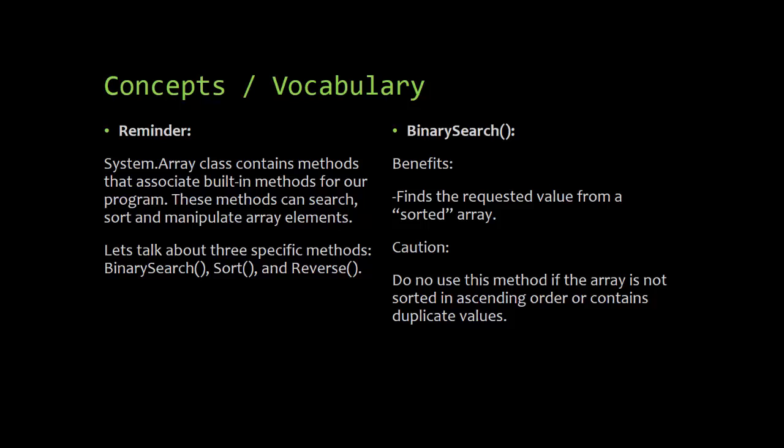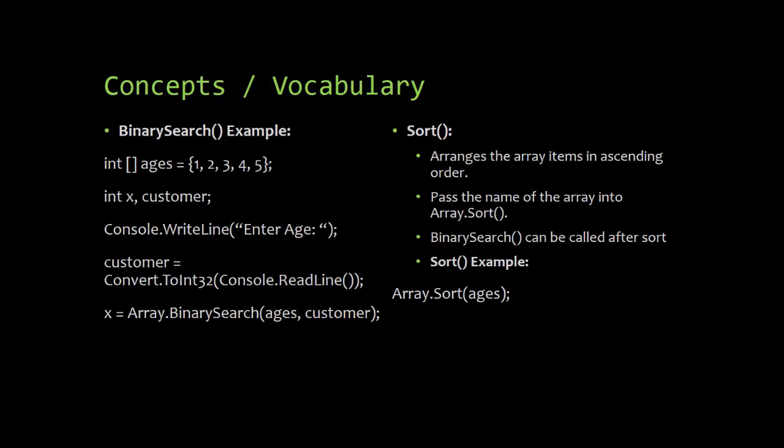The binary search method is a way that we can find a requested value from a sorted array. However, we cannot use this method unless the array is sorted. It does not work if the array is not sorted in ascending order, or if it contains duplicate values.